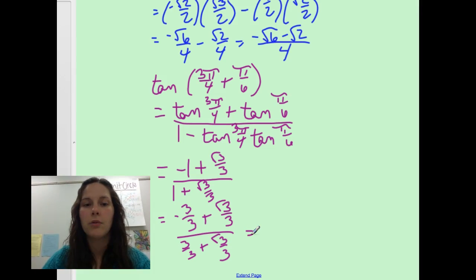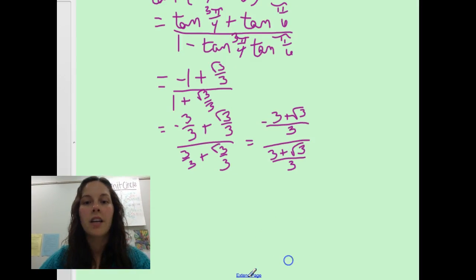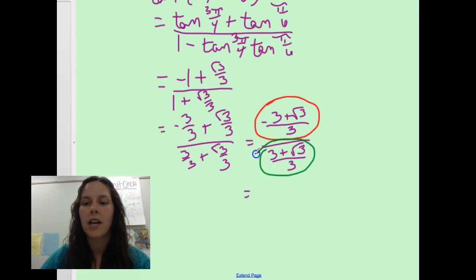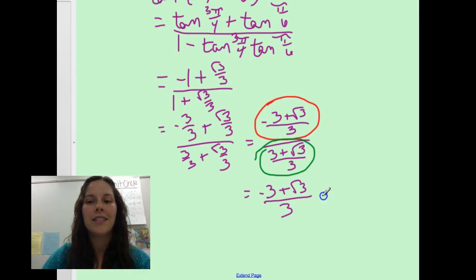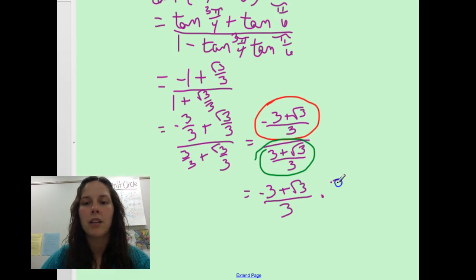Combining my like terms, in the numerator, I've got negative 3 plus root 3 all over 3. In the denominator, I have 3 plus root 3 all over 3. So I'm going to multiply by the reciprocal. I'm going to keep my numerator the same. So this is my numerator of my complex fraction, and this is the denominator of my complex fraction. So I'm going to multiply by the reciprocal, keeping that numerator the same, negative 3 plus root 3 all over 3 times the reciprocal of the denominator, 3 over 3 plus root 3.